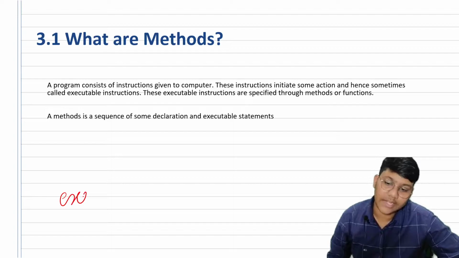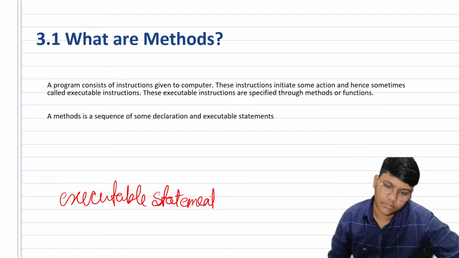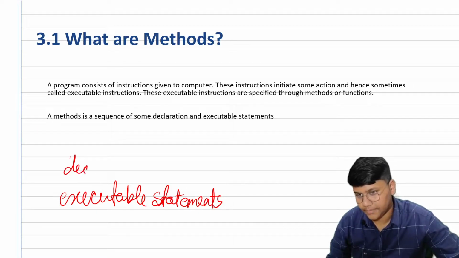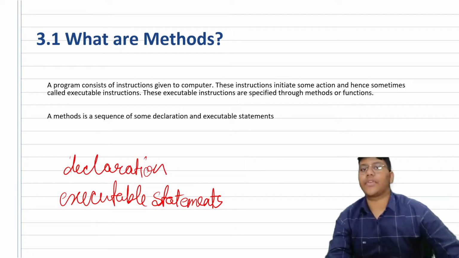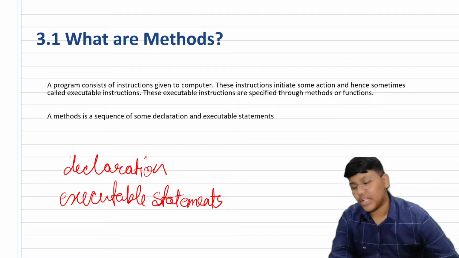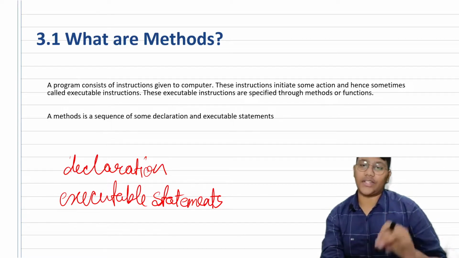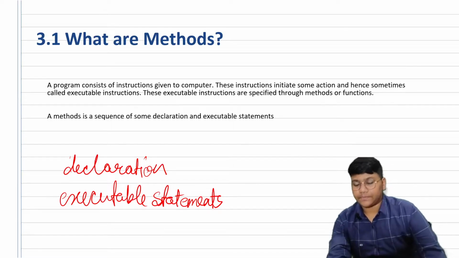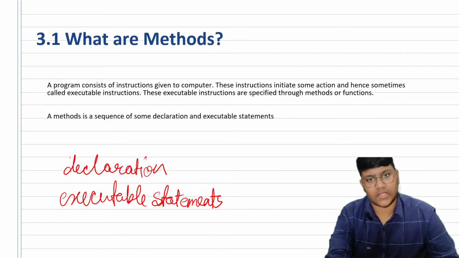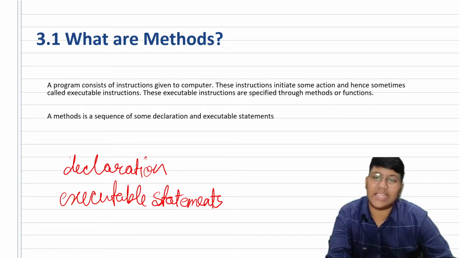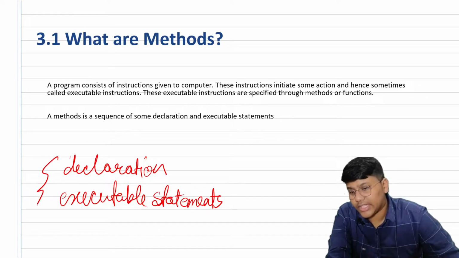The executable statements and declaration. What are executable statements? For example, System.out.println, if, for loop, etc. These are executable statements that we write to order the device to do something. Okay. What are declarations? Declarations are just creating or allocating memory space, declaring some variables, declaring some constants. So a method is a place where both these things are done.